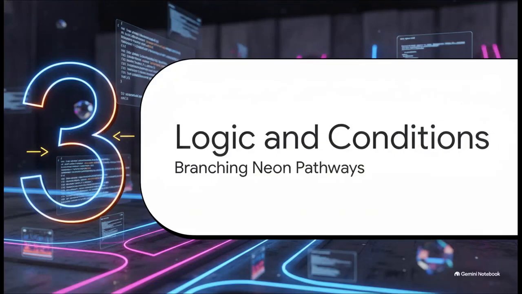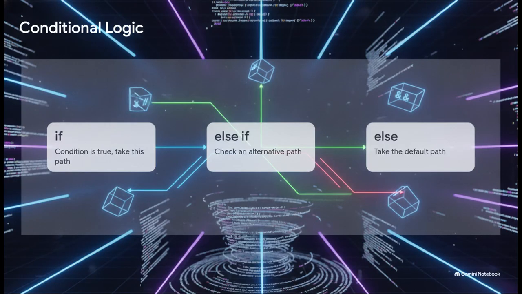Section 3, logic and conditions, branching neon pathways. This step-by-step conditional logic is what dictates the entire flow of our program. Imagine your code traveling down the if path, but only if the condition evaluates to true. If it doesn't, it pivots, checking the else if alternative. And if all else fails, it just defaults to the else path.